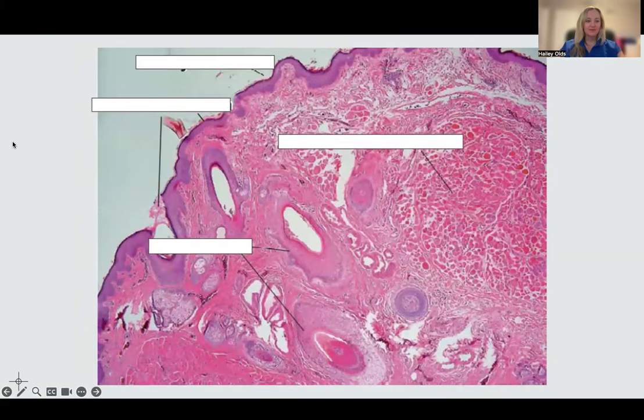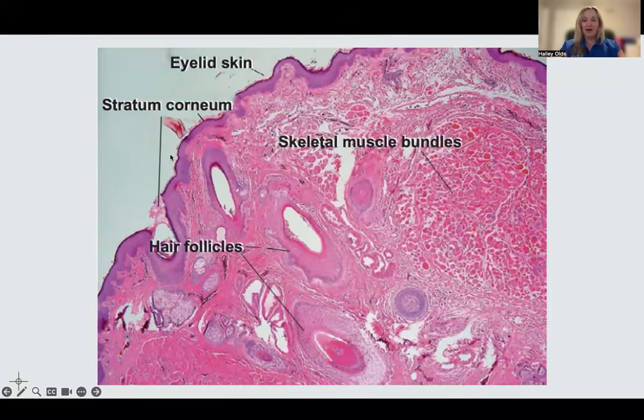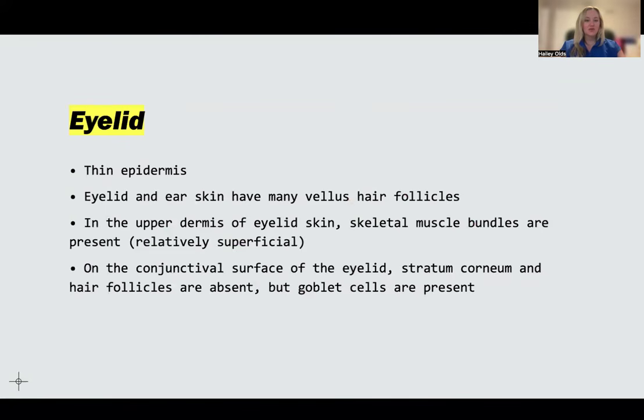Okay, what about this one? So again, you see a good amount of hair follicles here. But then you also see this big pink material here, which is skeletal muscle. So if you remember what I just said on the last slide, when you see skeletal muscle this superficial, that means you're on the eyelid. And another thing about the eyelid is it has the thinnest skin and the thinnest stratum corneum or thinnest epidermis. So those are good things to keep in mind. And then if you're on the conjunctiva, like I said, you'll see goblet cells and no stratum corneum.